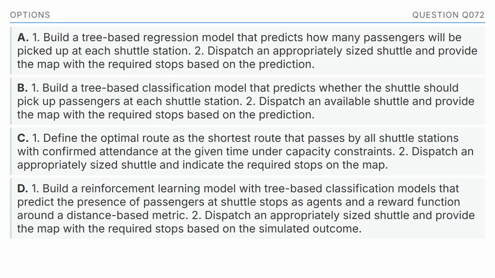Option D, 1. Build a reinforcement learning model with tree-based classification models that predict the presence of passengers at shuttle stops as agents and a reward function around a distance-based metric. 2. Dispatch an appropriately sized shuttle and provide the map with the required stops based on the simulated outcome.